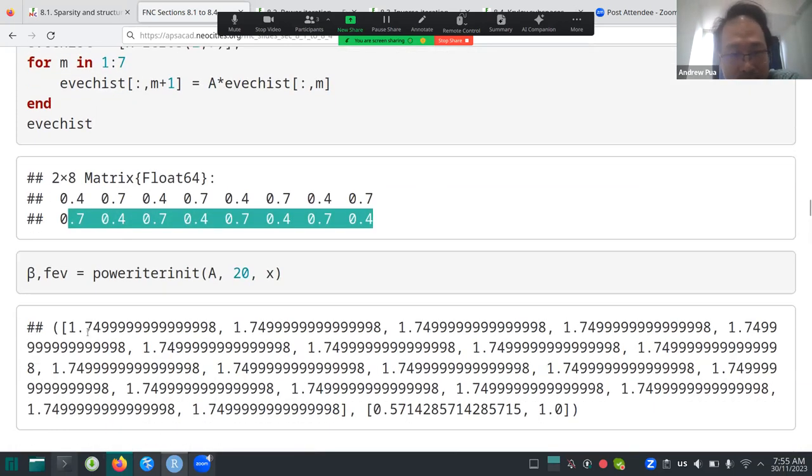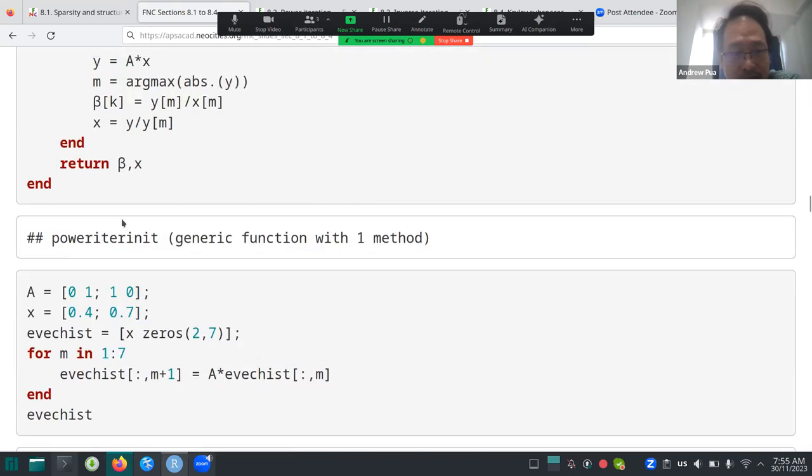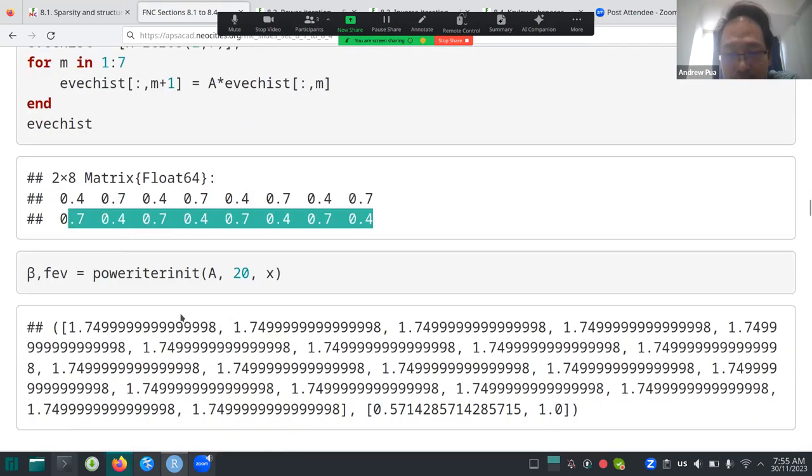And then you could see that if you do power iteration for this matrix, you don't recover the correct eigenvalues. You also don't get the corresponding eigenvector. So you see, you get 1.75 every time rather than 1 or minus 1. So this is definitely a failure of power iteration, because the dominant eigenvalue condition is not satisfied.